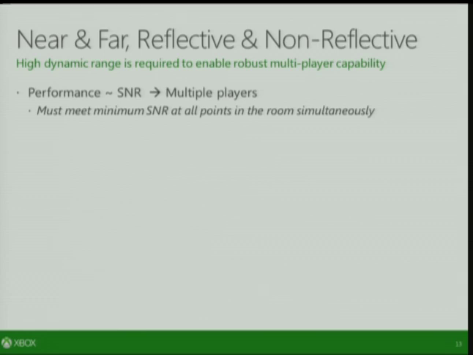Some of the challenges we had along the way. I talked a little bit about being able to detect multiple people in the room at the same time. So we need to maintain a minimum signal-to-noise ratio just to get the depth accuracy that we require and the noise level that we require. But this has to be done for multiple players. We want to be able to support up to 6 players all interacting continuously at the same time.